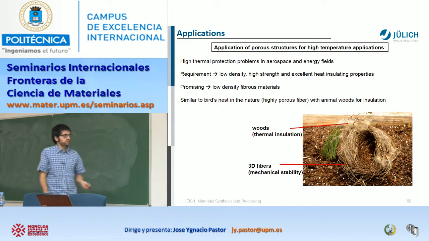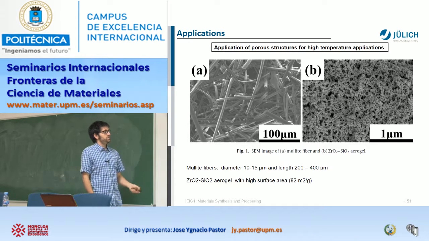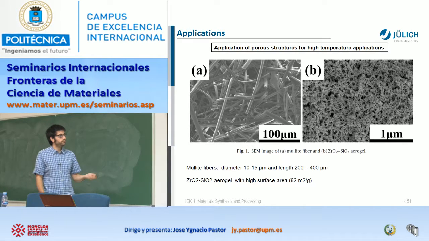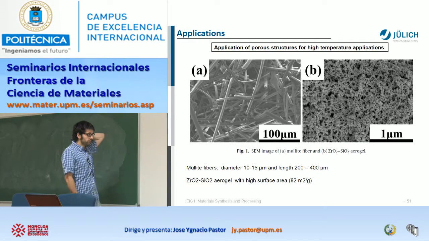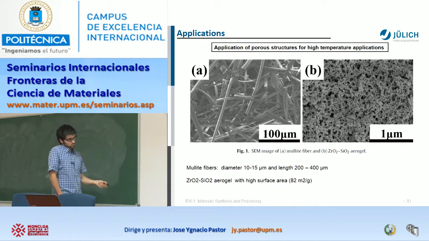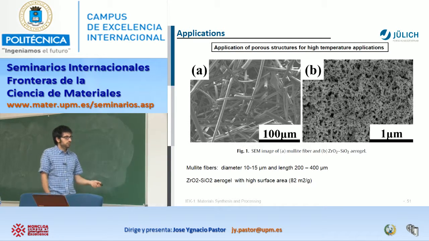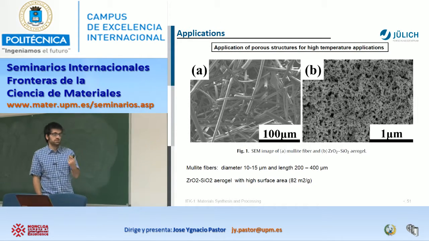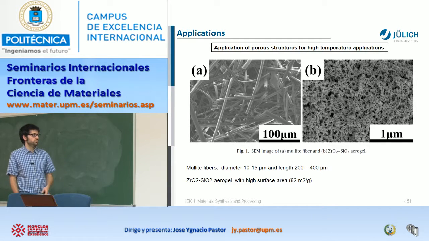That was the idea: to use fibers to have the mechanical stability and a really lightweight structure, because they can be porous, and fill it with this zirconia silica aerogel, which has low thermal conductivity, okay? Just to mention, they use mullite fibers with this diameter and length, and this aerogel for the thermal insulation with a really high surface area. In just 1 gram it is 82 square meters, okay? That is quite high.